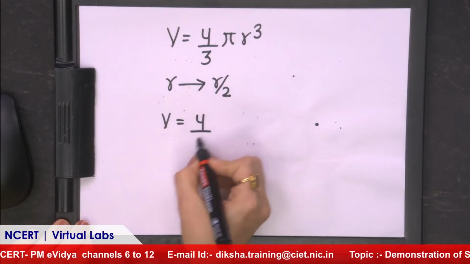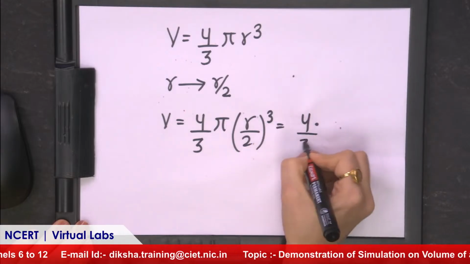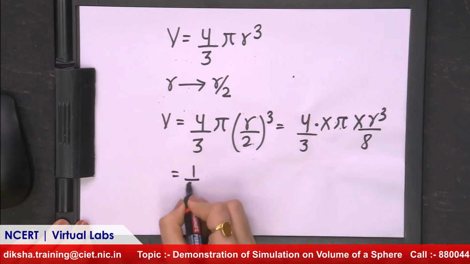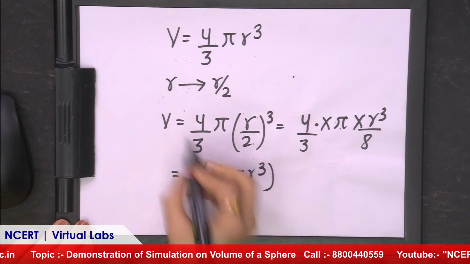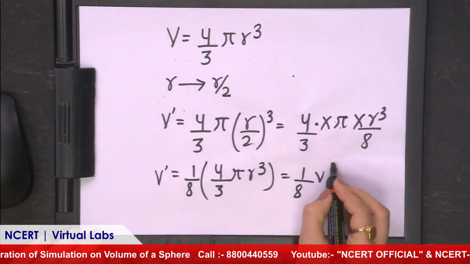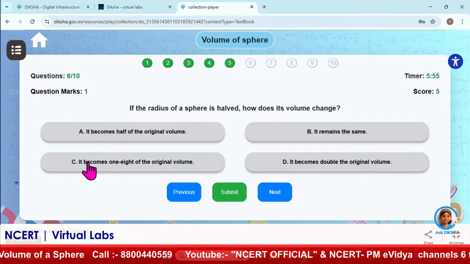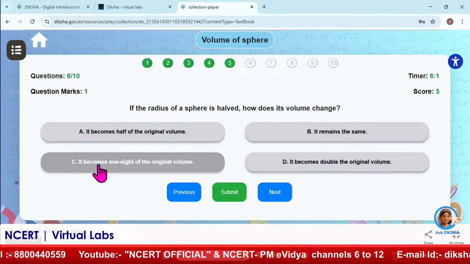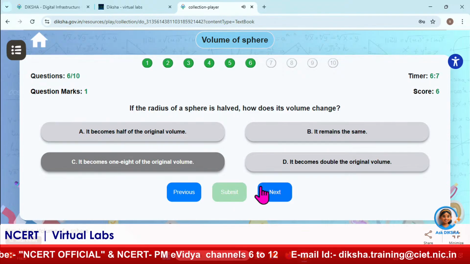V equals 4 by 3 pi into r by 2 whole cube, and that is equal to 4 by 3 into pi into r cube by 8. We can write it as 1 by 8 of 4 by 3 pi r cube, and this is 1/8 of the original volume. So option C is aligned with this, the volume becomes 1/8 of the original volume. So we can click here, the submit button, and the answer is correct. Let's move forward.